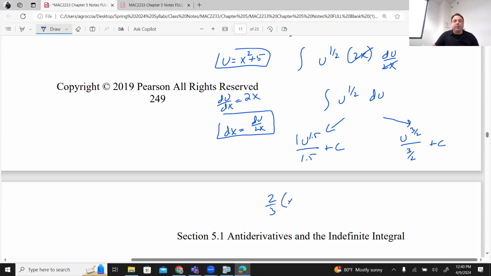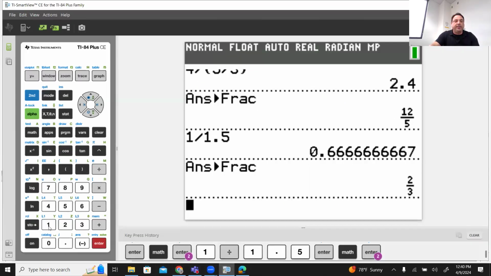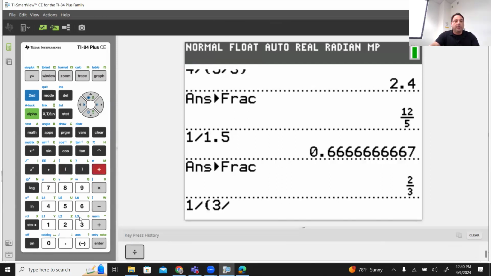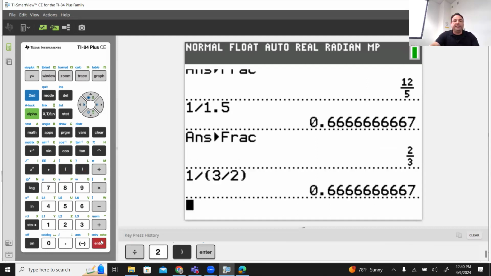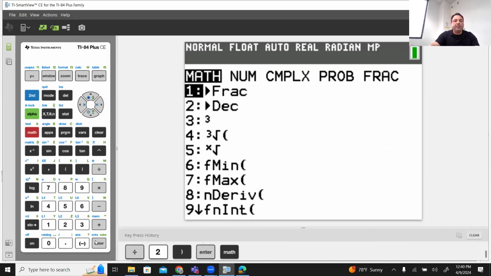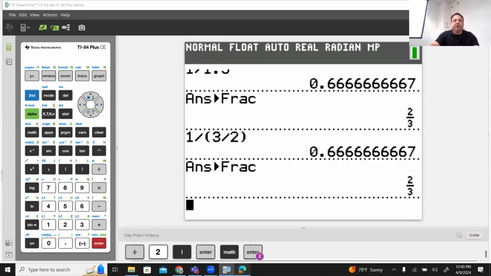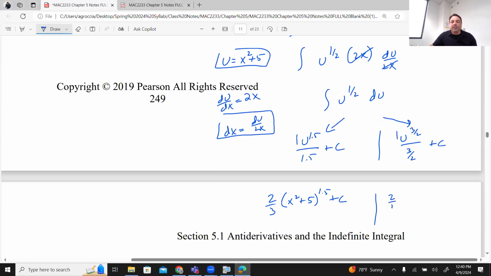And instead of u, I'm going to go back to x squared plus 5 raised to the 1.5 plus c. Or this is 1 divided by 3/2, which is that repeating 0.6666, or as a fraction, 2/3. So either way, you're going to end up with the same answer: 2/3 times x squared plus 5 raised to the 3/2 plus c.